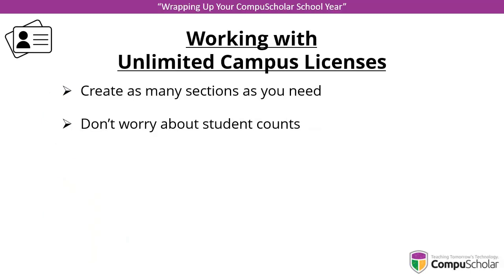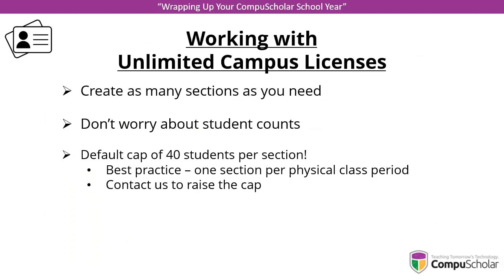Let's address the unlimited campus license first, as these are pretty easy. With an unlimited campus license, as you might expect, you can create as many sections as you need, and you don't have to worry about your student counts at all. There is one minor caveat to that, in that we cap by default the number of students per CompuScholar section at 40. So even though you have an unlimited campus license, it is best practice in our system to create one section per each of your physical class periods.